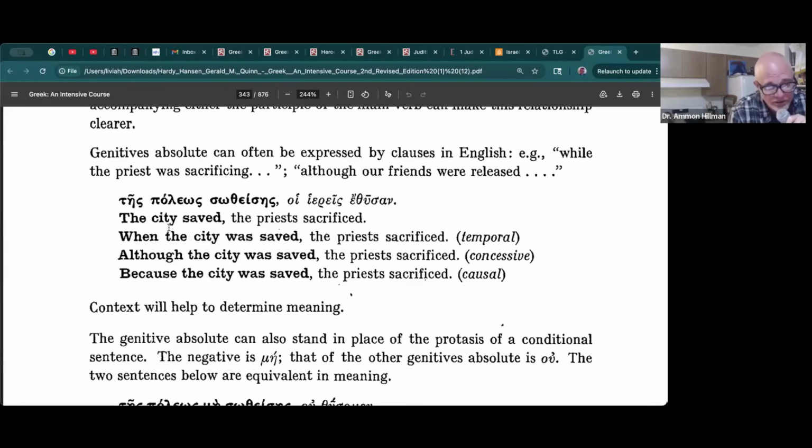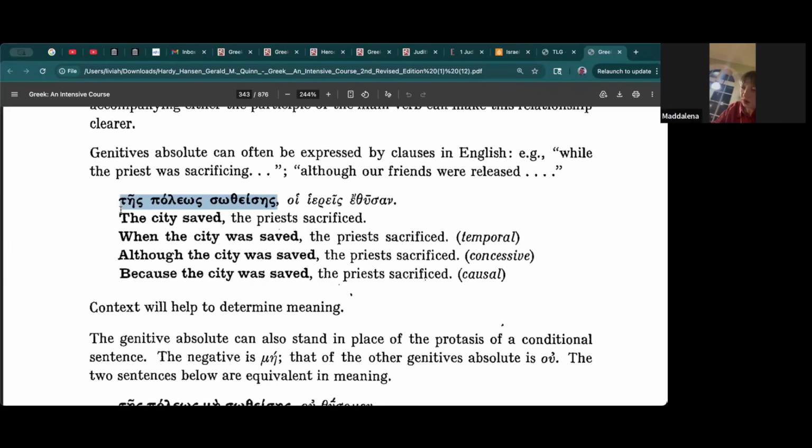The city saved, literally, that's the genitive absolute here. With the city saved, something happened. The priest sacrificed. So when the city was saved, the priest sacrificed, that's temporal. Although the city was saved, the priest sacrificed, that's concessive. Because the city was saved, the priest sacrificed, that's causal.